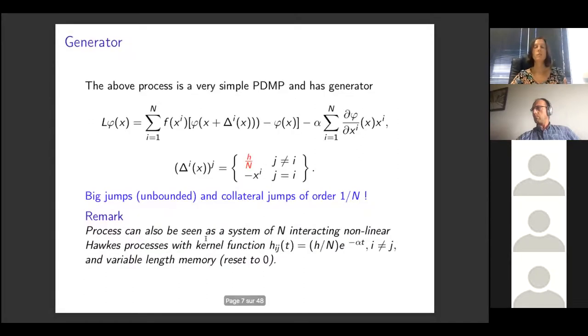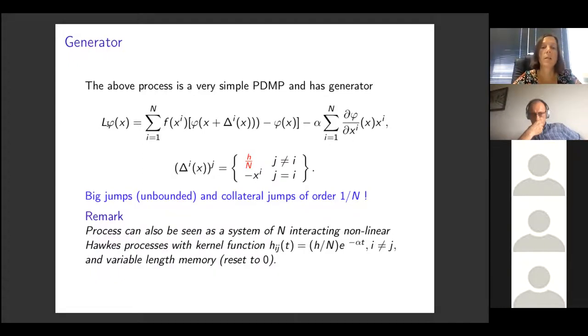For those of you who come from the Markov process world, it's actually a very simple Markov process in dimension N, what people call a piecewise deterministic Markov process. That means the only stochasticity comes through the jumps, the spikes, and in between successive jumps there is nothing but the deterministic flow, which describes the leakage of each neuron's potential.